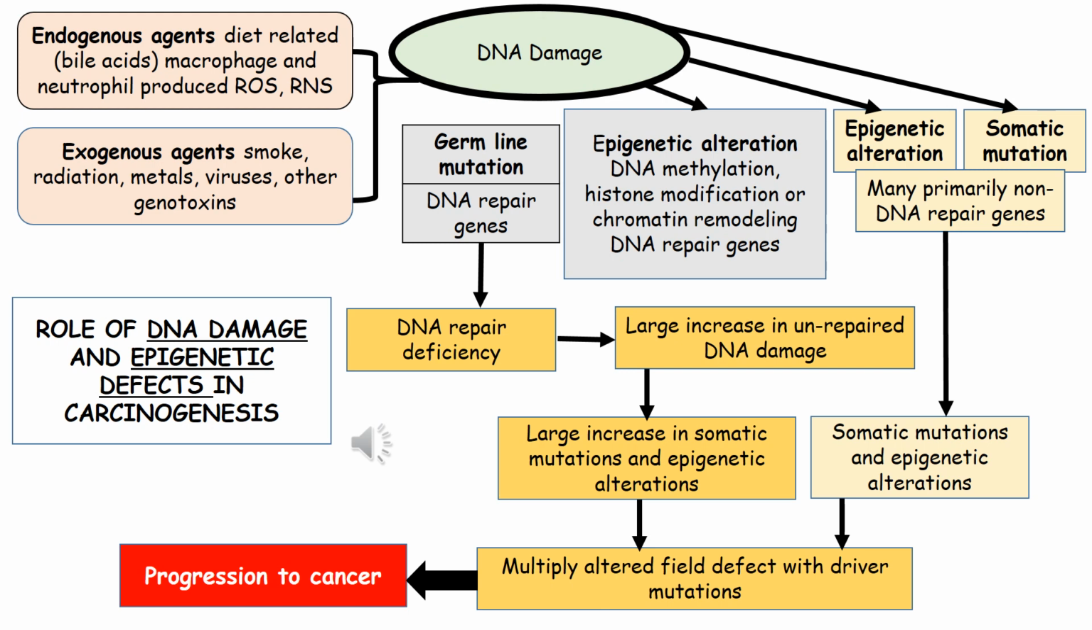Then this DNA damage can cause somatic mutations. So these somatic mutations are alterations in DNA that occur after conception. This somatic mutation can occur in any of the cells of the body except the germ cells, means sperms and eggs, and therefore they are not passed on to children, but these alterations can cause cancer.